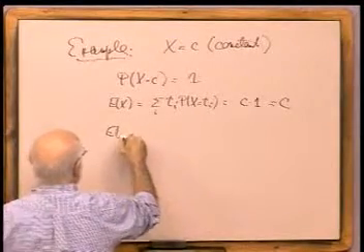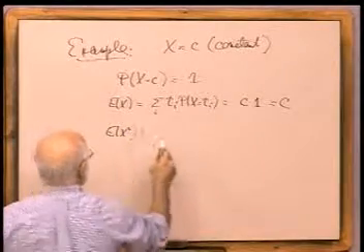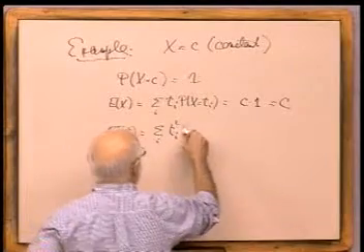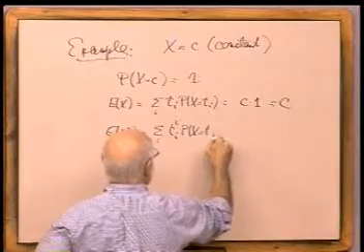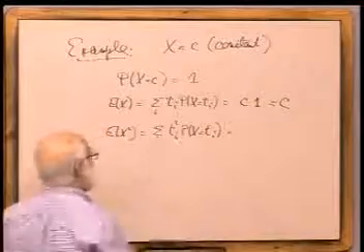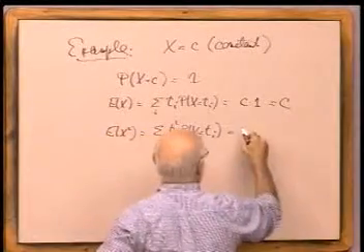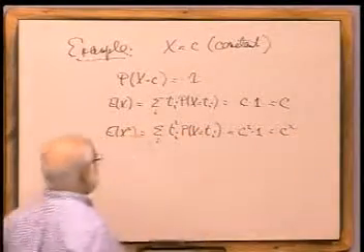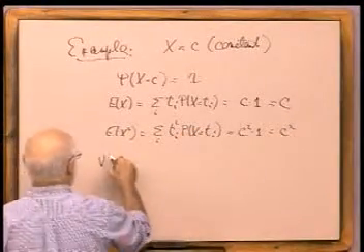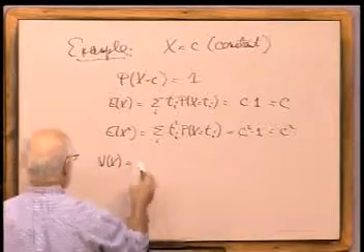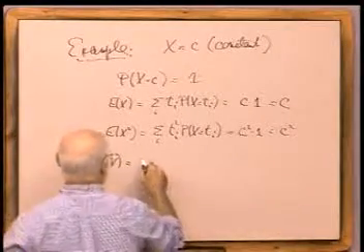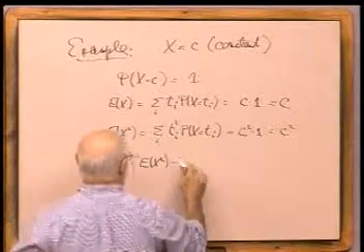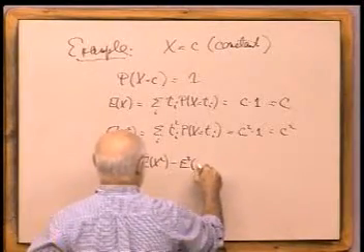What's the expected value of x squared? Well, that's the sum of the t_i squared times the probability x equals t_i. Again, there's only one t sub i here, which is the value c, so that's c squared times 1, or in other words, it's c squared. So what's the variance? The variance of x from our formula is equal to the expected value of the square minus the square of the expected value.